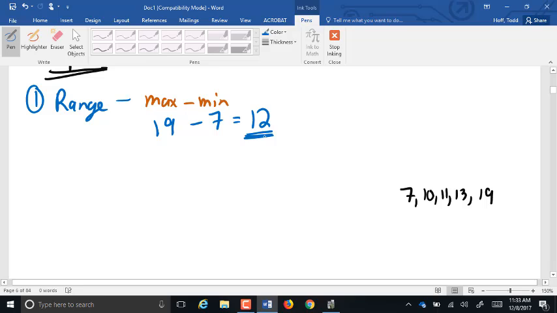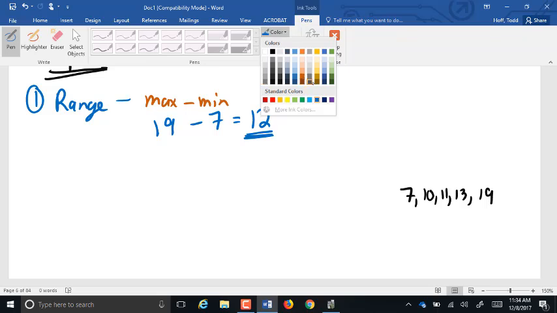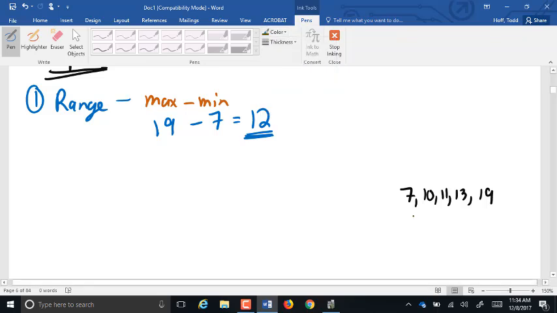Now the problem is I can find a lot of sets of numbers that have a range of 12. For example, maybe I'll do a second set down here that might be 7, 8, 11, 15, 19. That also has a range of 12. Would you say it's the same amount spread out as the set in black?